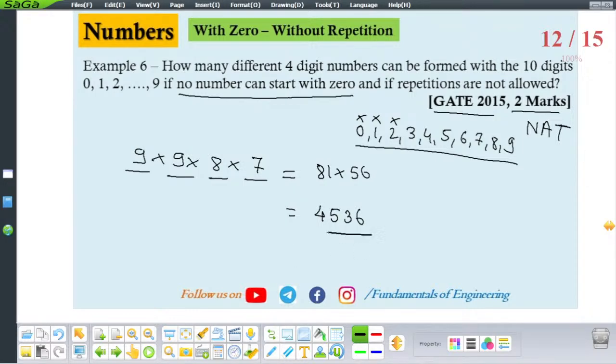So how many 4-digit numbers can be formed? 4536 4-digit numbers can be formed by using the 10 digits from 0 to 9, where the number cannot start with 0 and repetition is not allowed. So you will easily get 2 marks.